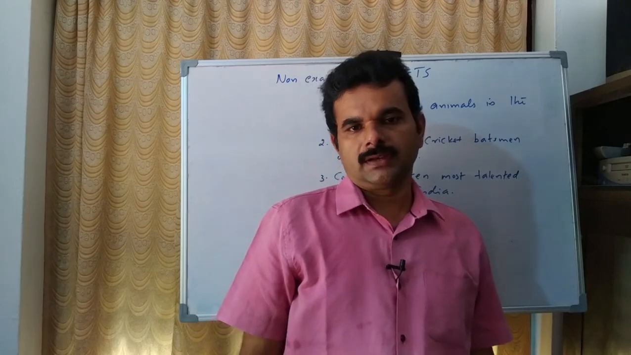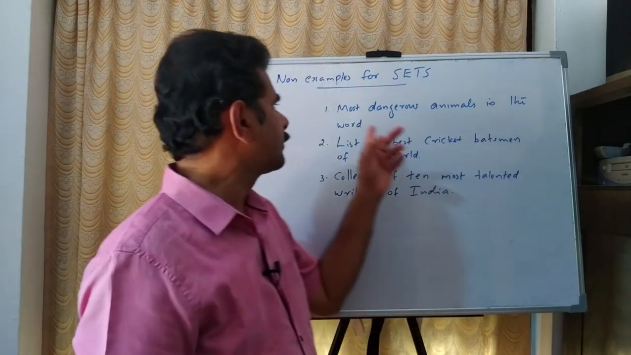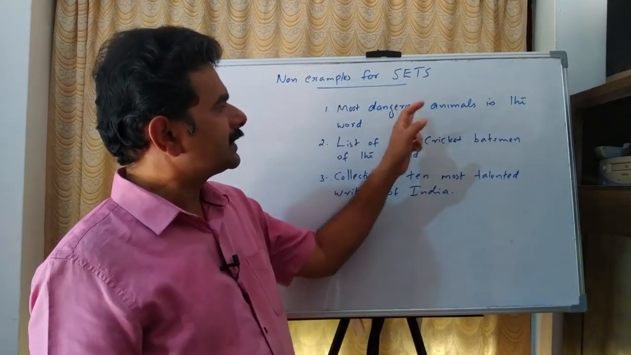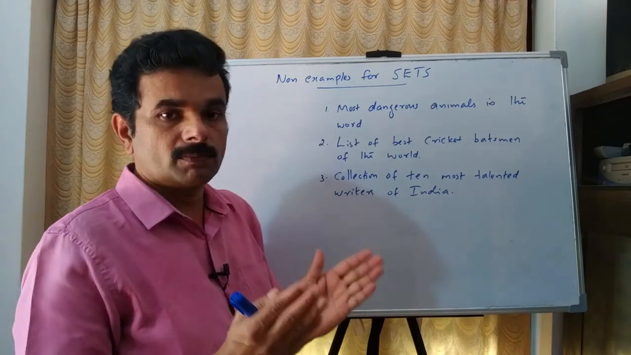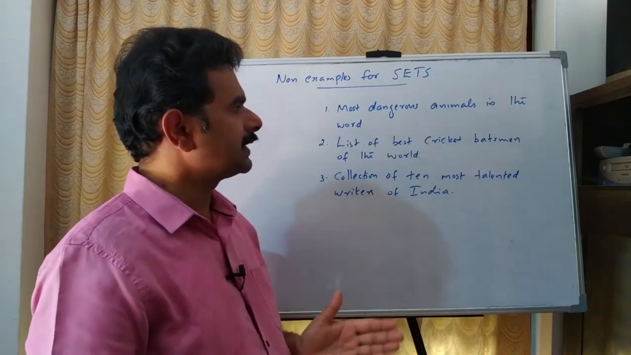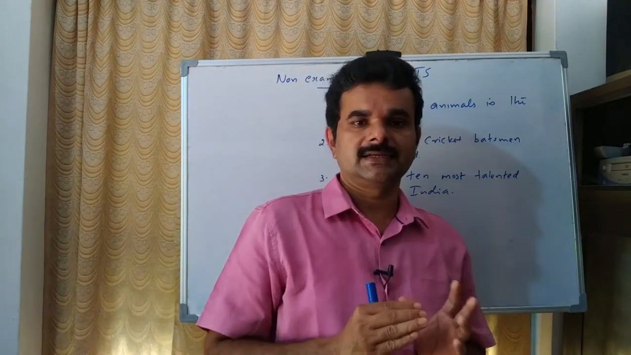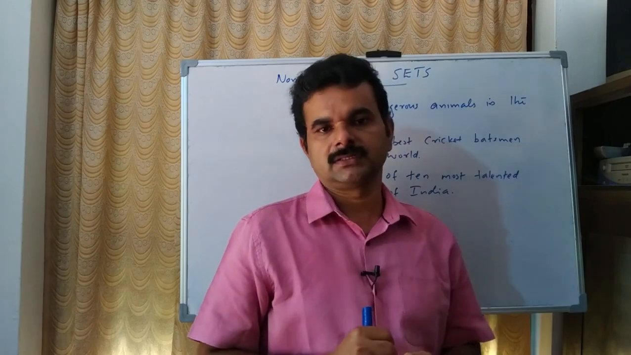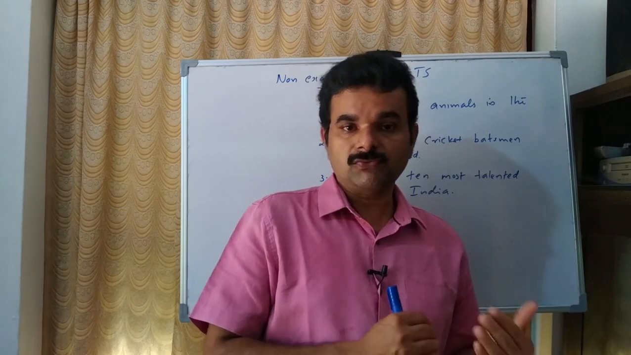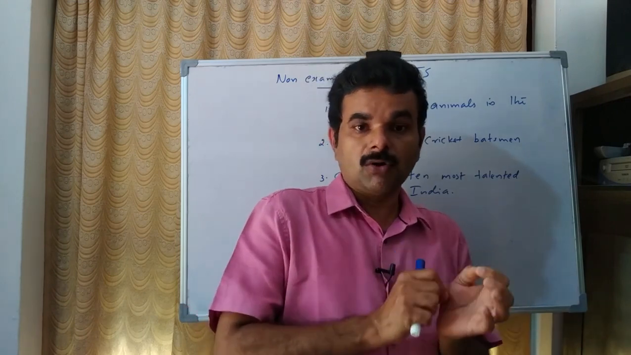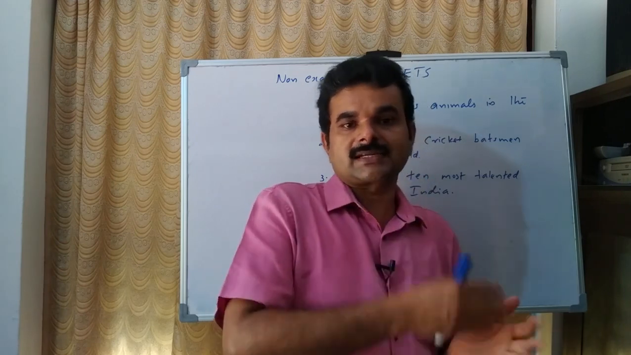Okay, now let us search some non-examples for sets. See, most dangerous animals in the world, or group of most dangerous animals in the world. So here most dangerous is a word mentioned here. So there are a lot of animals in the world, some of them dangerous, but the most dangerous means what? There are no other animals of this kind, isn't it?